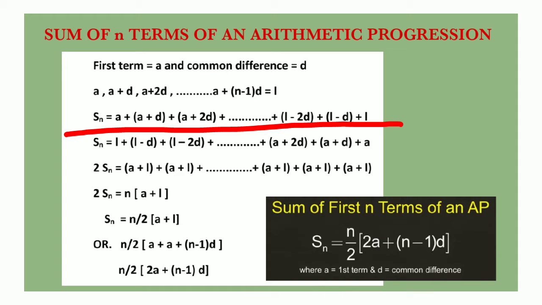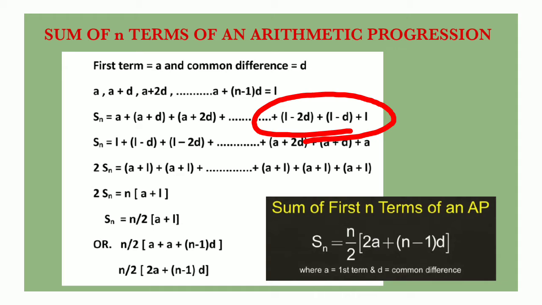Sn means summation. Sn is equal to a, the first term, plus a plus d, the second term, plus a plus 2d, the third term, plus etc., plus l, the last term is l. Okay, so here the term before the last term is l minus d, that is just behind the term l, and behind l minus d is l minus 2d. So this is the Sn.